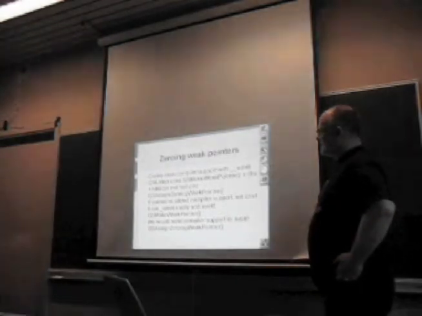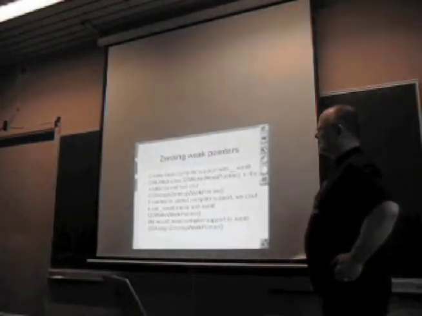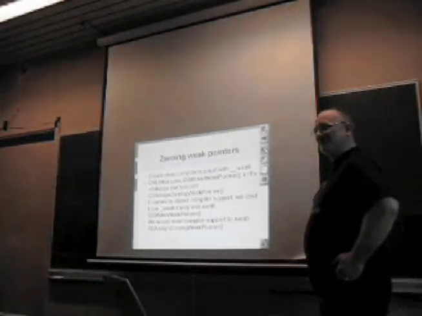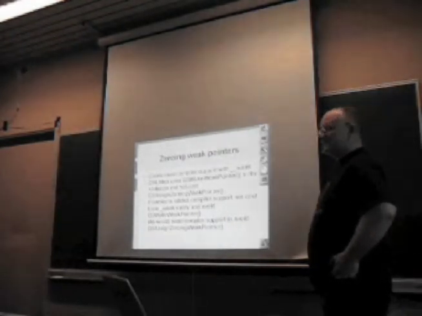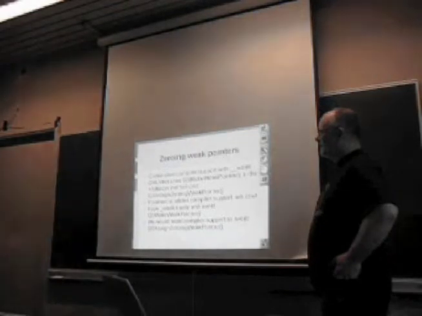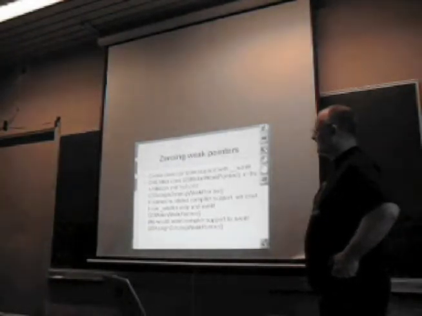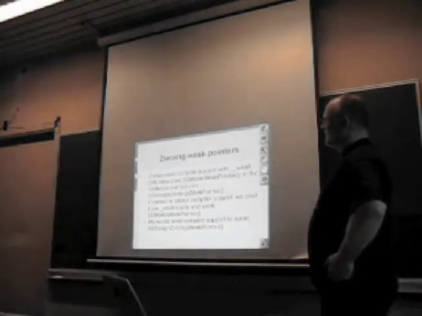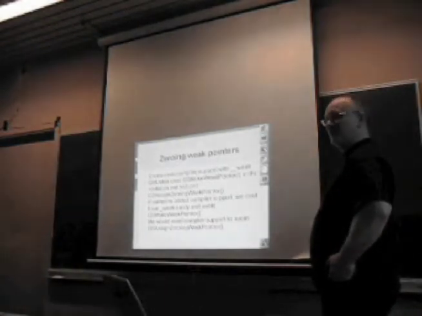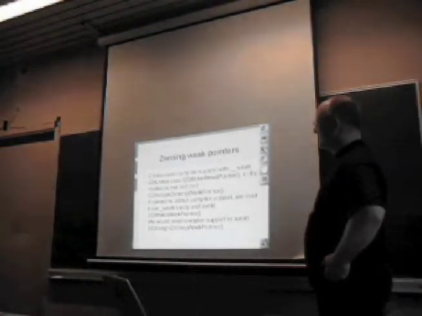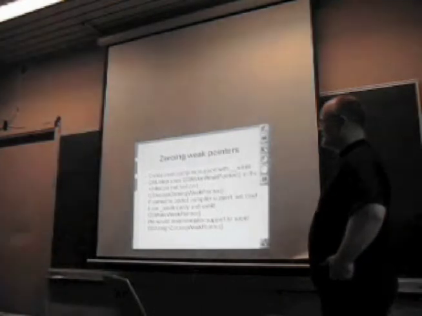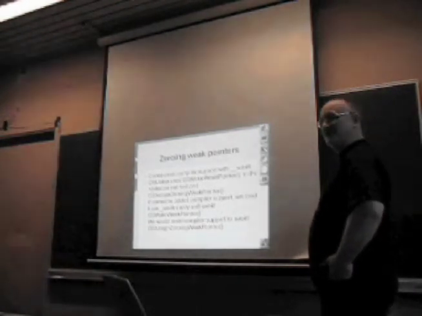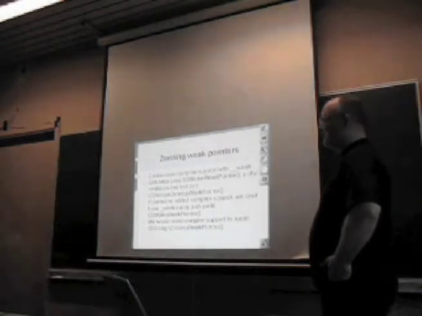Zeroing weak pointers, that's a fairly big issue of difference. Cocoa added the underscore weak keyword in the compiler to mark an instance variable as a zeroing weak pointer. Because we don't have the compiler support yet, though it's possible we could add it to GCC, we have a runtime mechanism to do the same sort of thing. So we've added the function GSMakeWeakPointer, and what you need to do is call that in the initialize method of your class to say that a particular instance variable is a weak pointer.